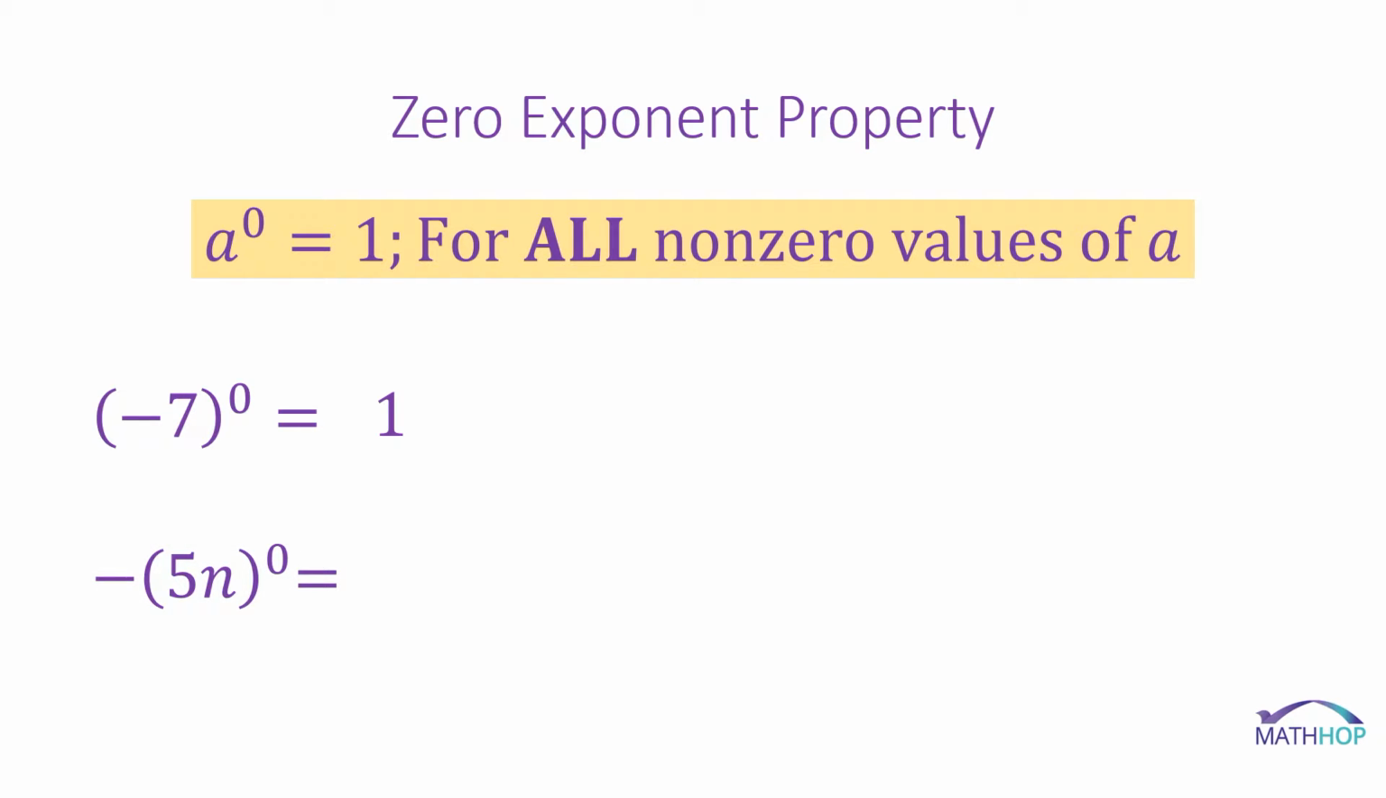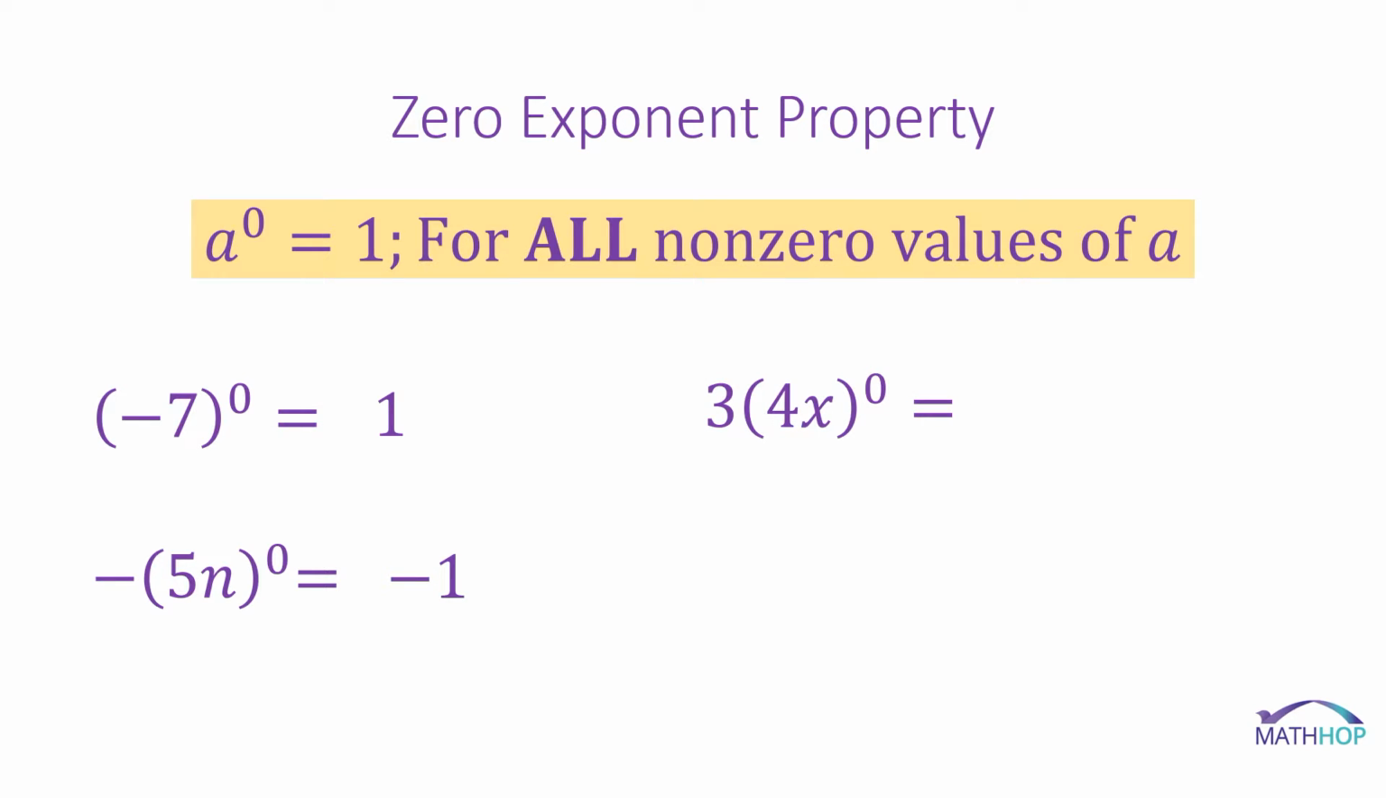Now let's look at something that's similar to that, but a little different. This time the negative is on the outside of the parentheses. Okay, this negative on the outside of the parentheses is a -1 times this quantity. Anytime you see a negative out here, you need to think -1 times whatever's here. Remember, multiplication comes after powers, so we first raise 5n to the 0 power, we get 1, then multiply -1 by that. -1 times 1 is -1.